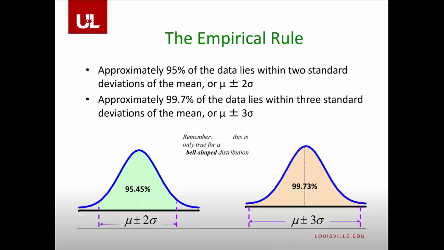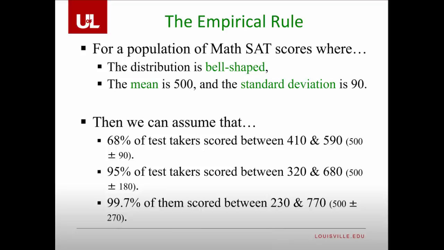Within 2 standard deviations from the mean, we have 95% of the data. This is the green shaded area. And within 3 standard deviations from the mean, we have 99.7% of the data. This is the orange shaded area. Remember, our rule for outliers is if the z-score is greater than 3, we say it's an outlier. The reason it's useful is that according to the empirical rule, only 0.3% of data lies beyond 3 standard deviations, so outliers should be viewed with some suspicion.